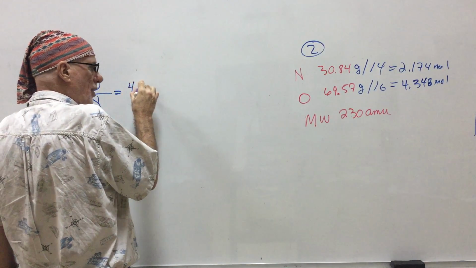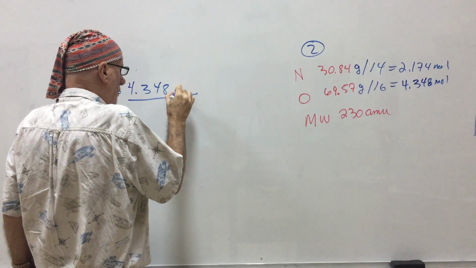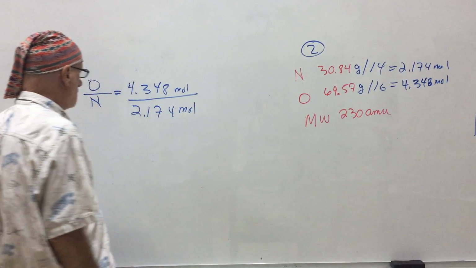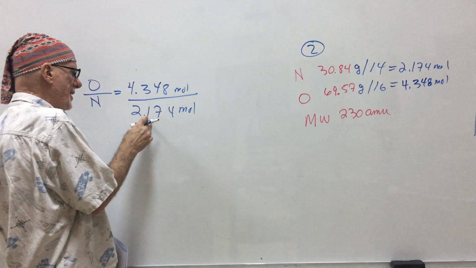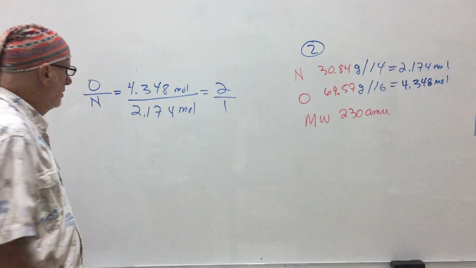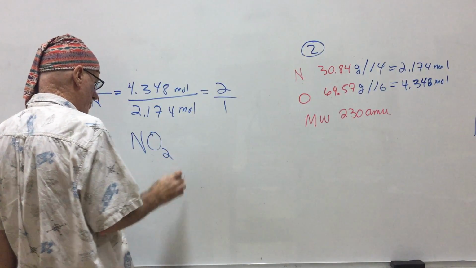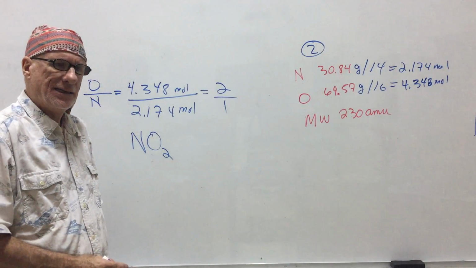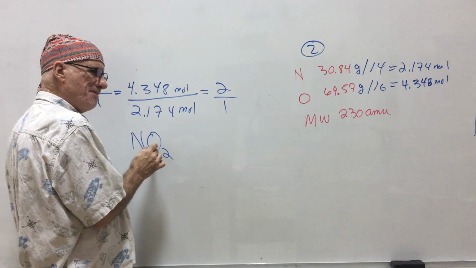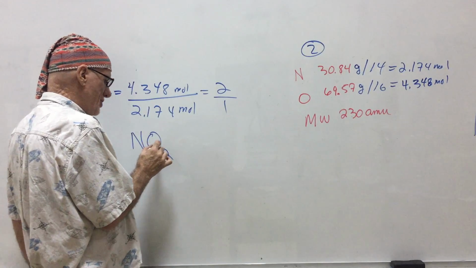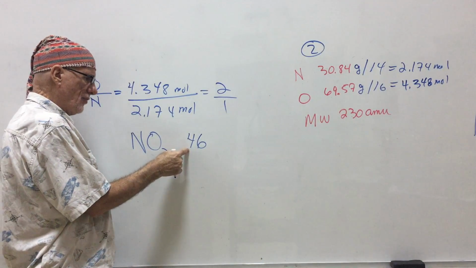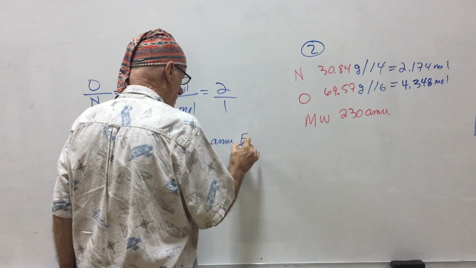Okay? So then it's going to be oxygen over nitrogen. You'll have 4.348 moles over 2.174 moles. 17 times 2 is 34. You can see that it's easily going to be 2 over 1. Clear? So it's NO2, that's the empirical formula. It has an empirical weight of 14 plus 32, which would be 46 AMUs, and that's the empirical weight.